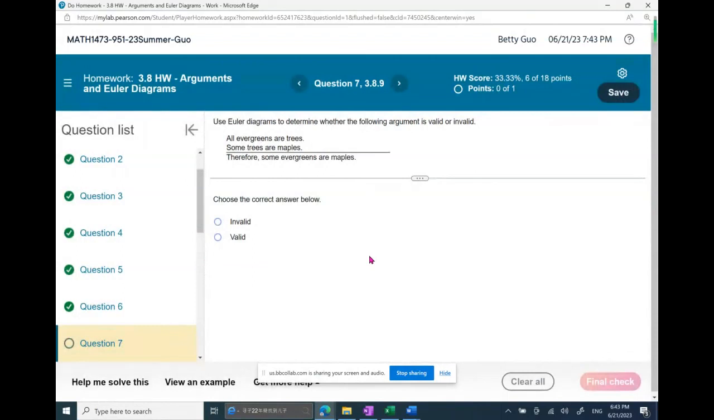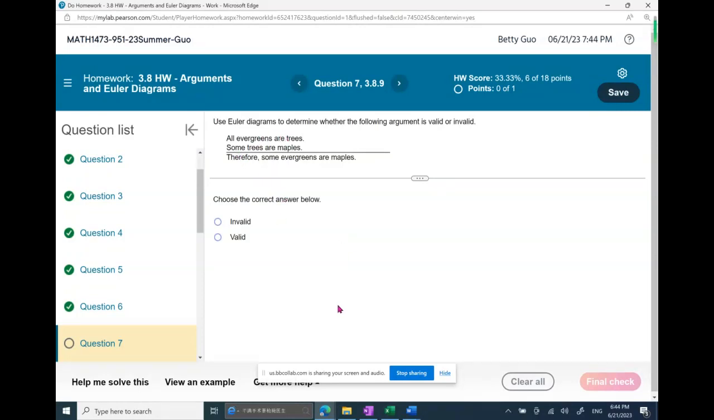Question number 7. All evergreens are trees. Some trees are maples. Therefore, some evergreens are maples. Yeah, again, do not worry about the sentence itself. You would say, no, not all evergreens are trees, right? Could be bushes. We do not do that. We only care about the logic. That's why we do not consider soundness. For being a sound argument, it has to be valid in the first place, and all the premises have to be true.